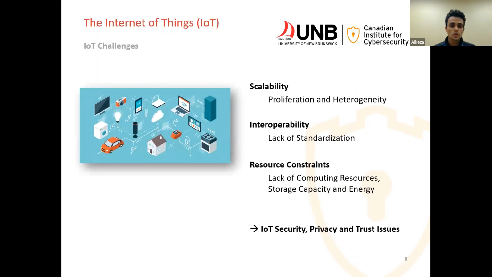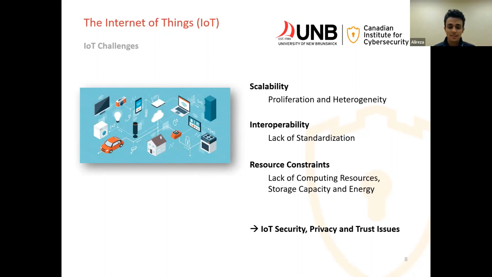And we get to IoT challenges. These are the main three challenges that lead to IoT security, privacy, and trust issues. So scalability refers to both proliferation and heterogeneity in IoT environments. So nowadays, tens of devices are being introduced to the market daily. Thousands of devices are bought by different users with different behaviors, different functionalities. They use different protocols, technologies, and that makes our network very, very complicated and complex.